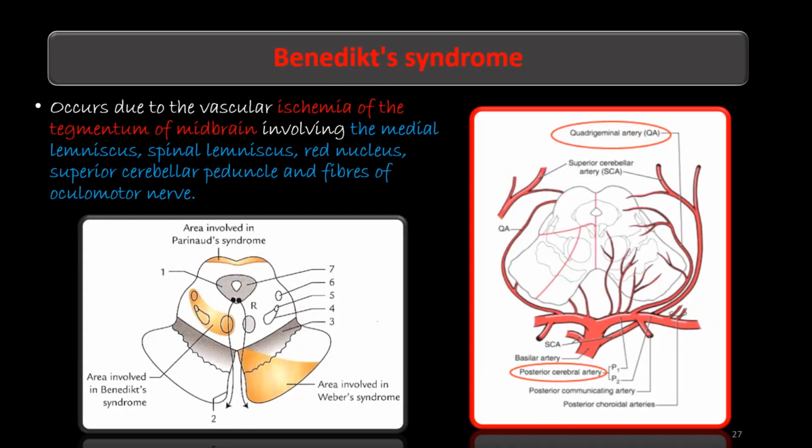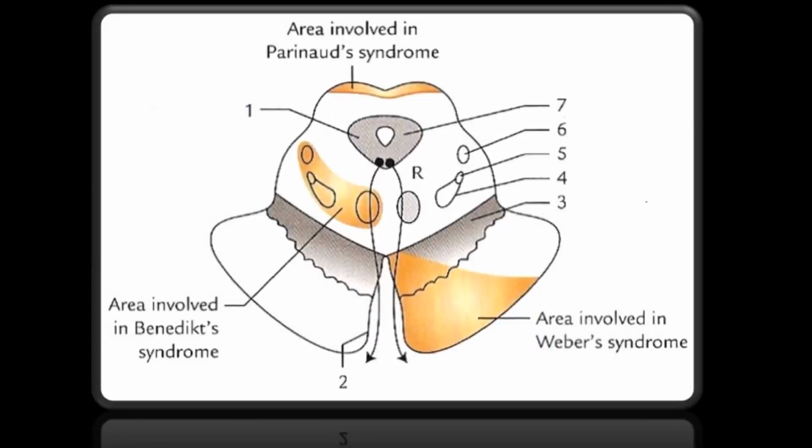We also consider Benedikt syndrome. This occurs due to vascular ischemia of the tegmentum of midbrain. This is the region of the Benedikt syndrome. This colored area is the area that will be affected in this syndrome. Now, it will involve the medial lemniscus, spinal lemniscus, the red nucleus, and superior cerebellar peduncle, and fibers of the oculomotor nerve. And we can notice the spread in this whole area. These are areas that will be affected in Benedikt syndrome.